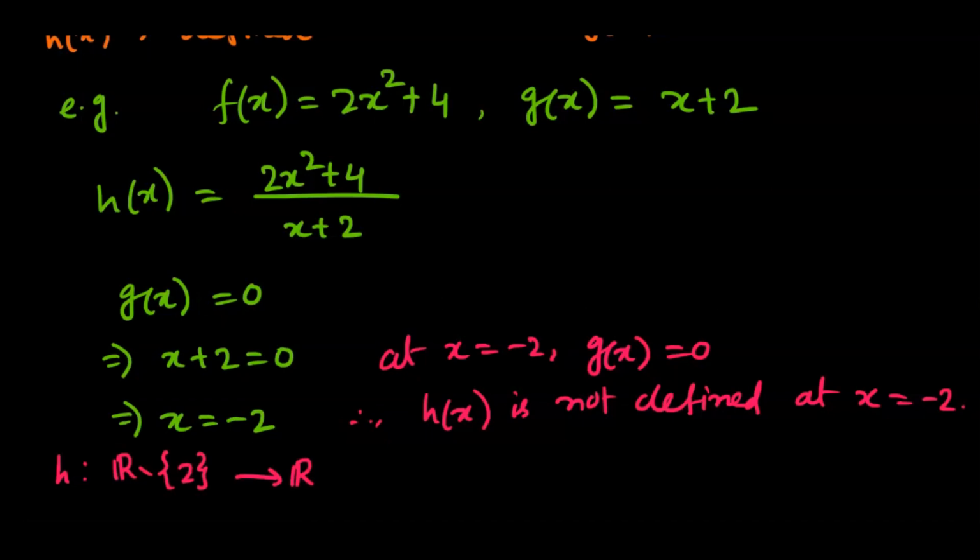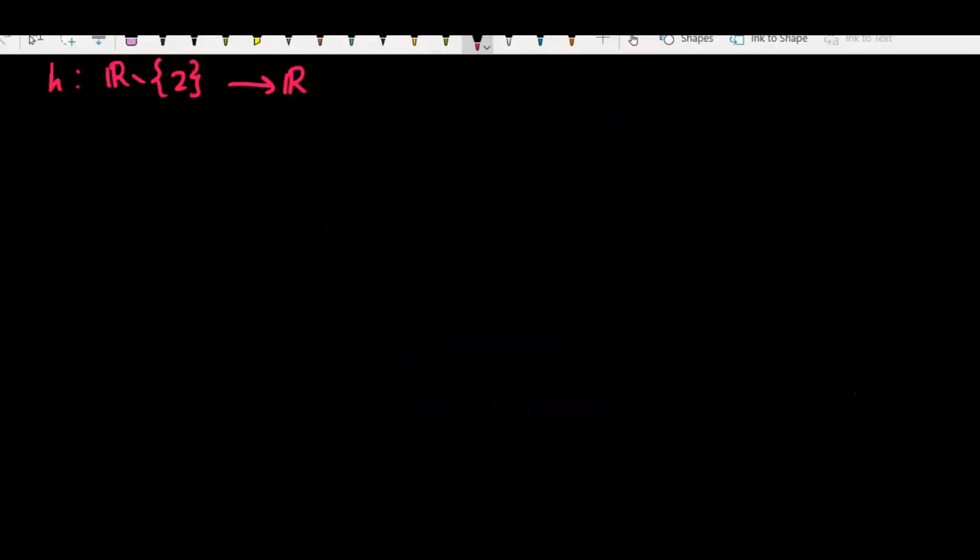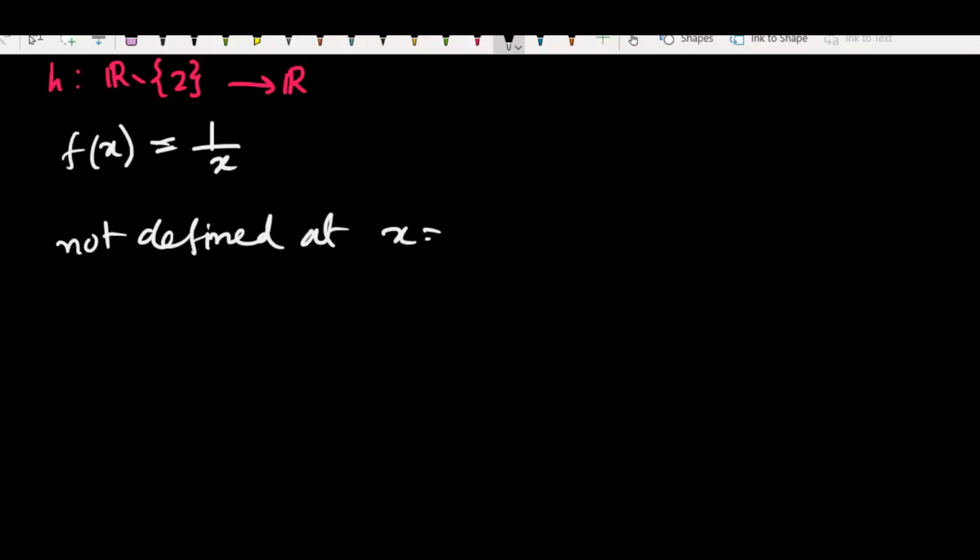Okay, you can use Desmos to draw the graph of rational functions. Now we have a very common rational function that is defined as f(x) equal to 1 by x, where it is not defined at x equal to 0. So what is its domain? The domain of f is R minus 0, that is, we are excluding 0 from the set of all real numbers. So this is a very common and very popular rational function.